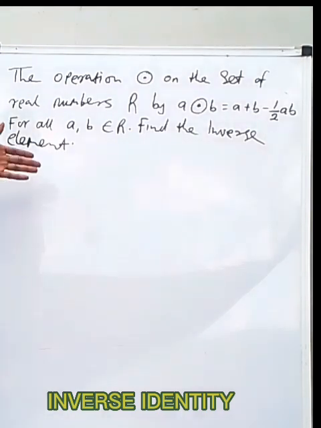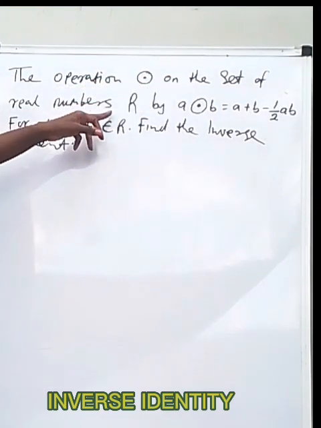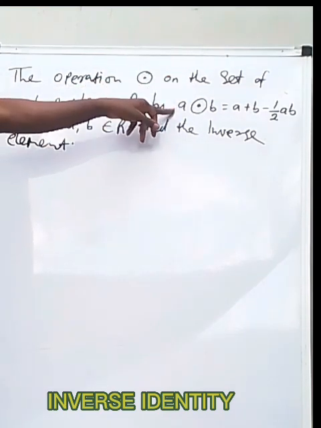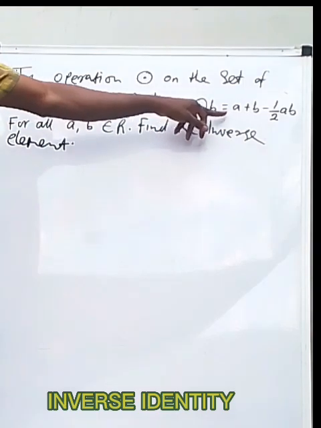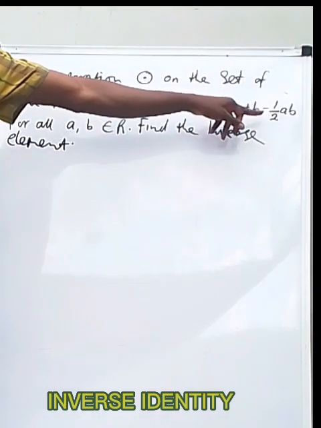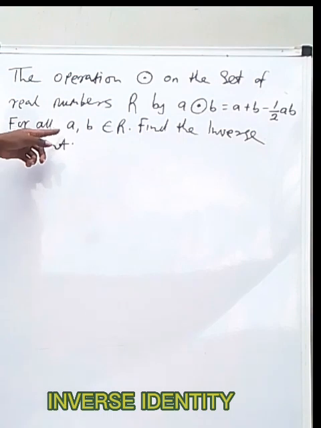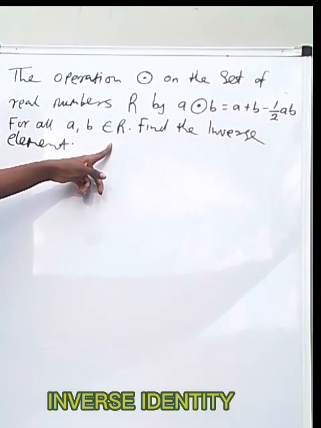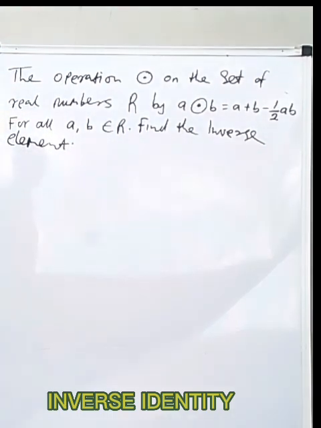Here is another case of binary operation, and here we are expected to find the inverse element. Looking at the question, we were told that A operation B is given as A plus B minus half AB.